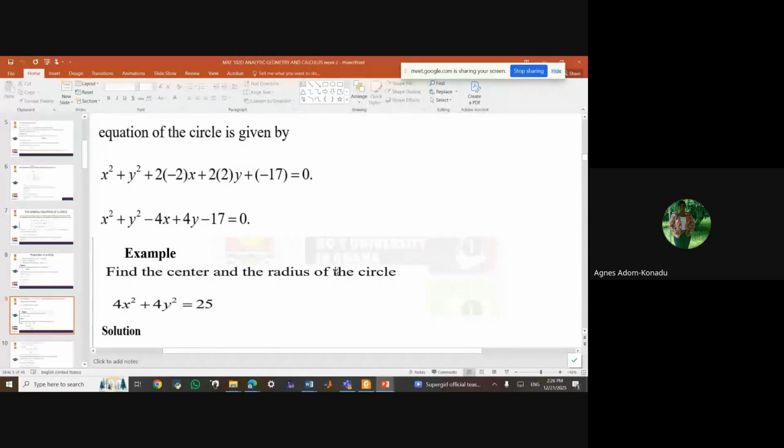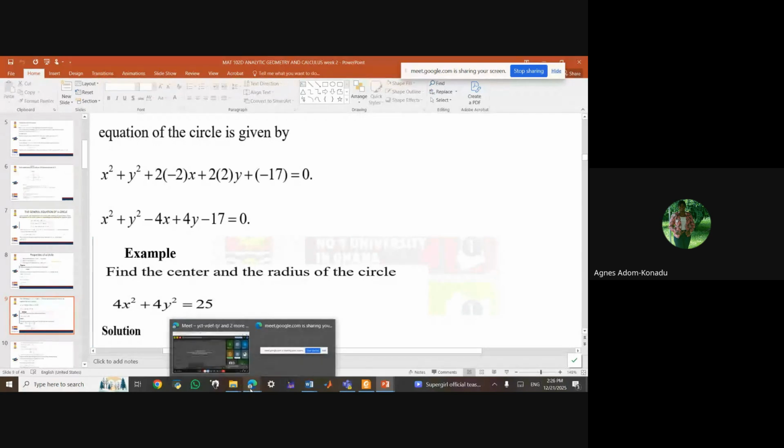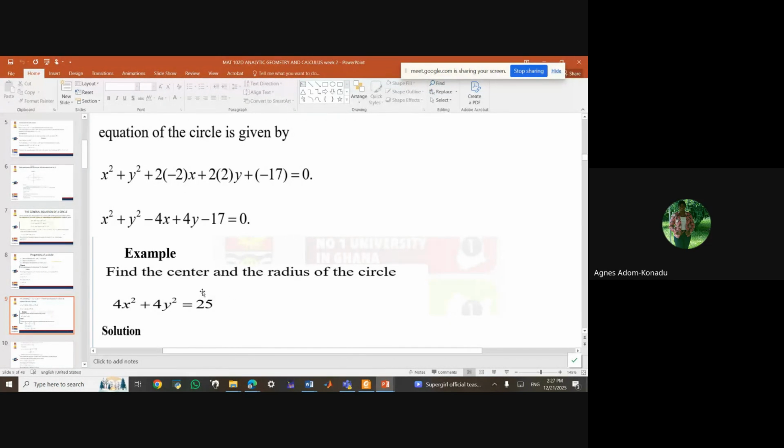Please find the center and the radius of this circle. What is the center of this circle? Can someone tell me the center? The center is 0, 0. And the radius? The radius is 5. Are you sure? Yes, 5 over 2.